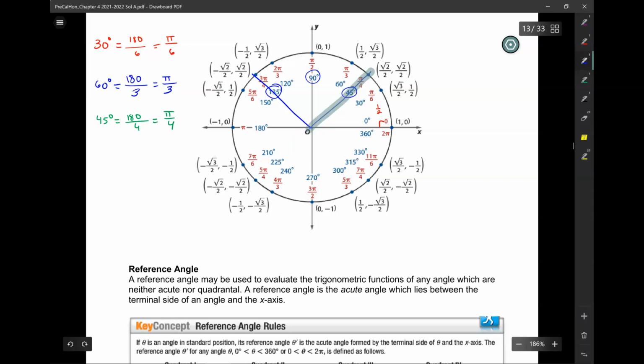Now, let's look at the 30 degrees for a minute. Here's a 30-degree angle. How do I make a 30-degree angle? It's from the x-axis always. In trig, the x-axis is the important axis. The y-axis always comes second.